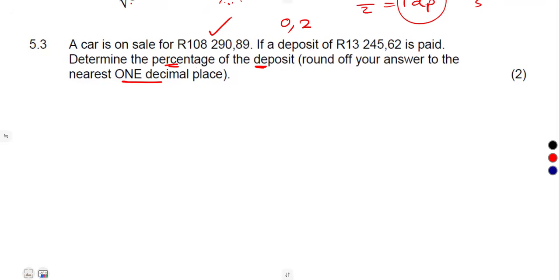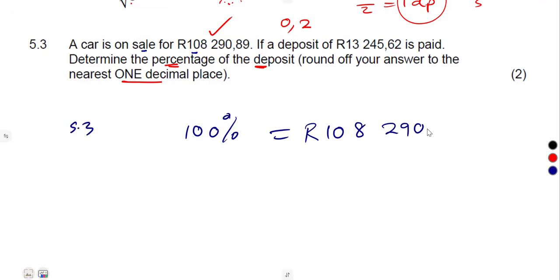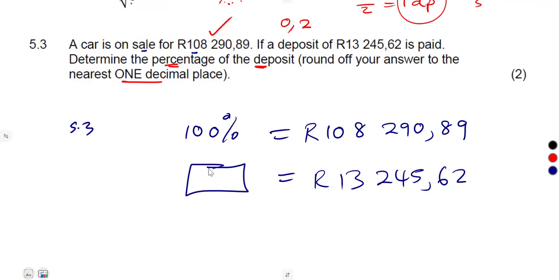We can even use that concept of the rate to say the car as it is on the sale, it's at 100%. That's the price of the car. So 100% is equal to what? The amount that we are given of 108,290.89. So the deposit, it's a certain percentage from the amount that we are given. So that's a deposit of 13,245.62. So it is equivalent to what percentage here? That is the question. The percentage.